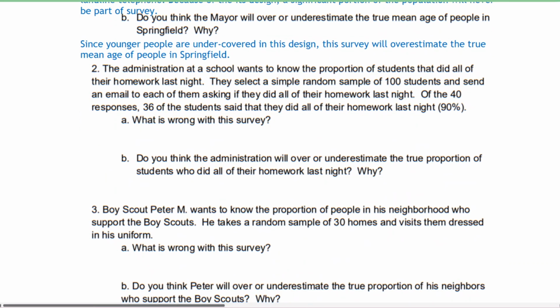All right, moving on to question 2. The administration at a school wants to know the proportion of students that did all of their homework last night. So they select a simple random sample of 100 students and send an email to each of them asking if they did their homework last night. Of the 40 responses, 36 of the students said that they did all of their homework last night. Now, only 40 of the 100 students contacted responded. So less than half of the random sample responded.